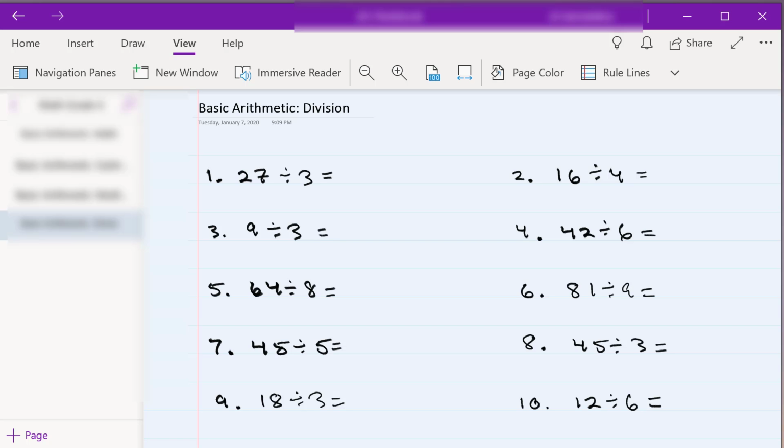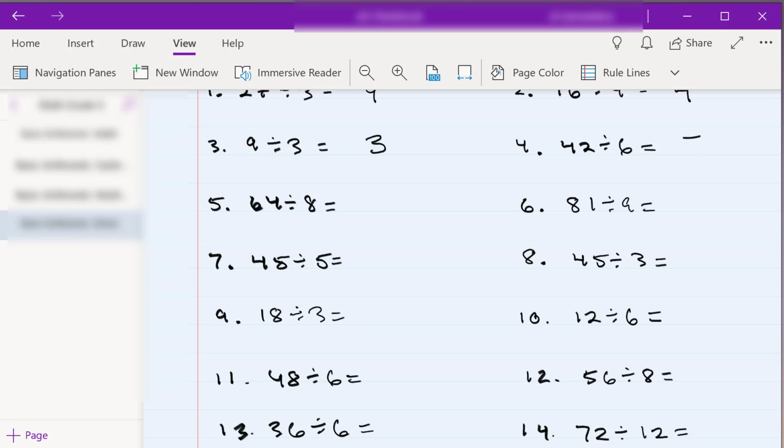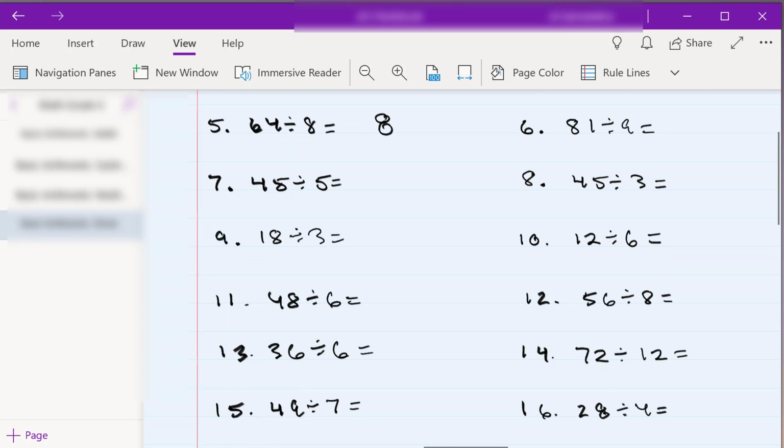Division is slightly more difficult than multiplication, but it can be thought of as the inverse of multiplication. 27 divided by 3 is 9. 16 divided by 4 is 4. 9 divided by 3 is 3. 42 divided by 6 is 7. 64 divided by 8 is 8. 81 divided by 9 is 9.